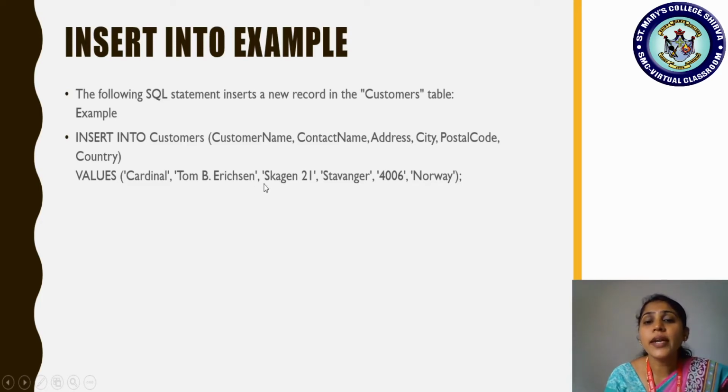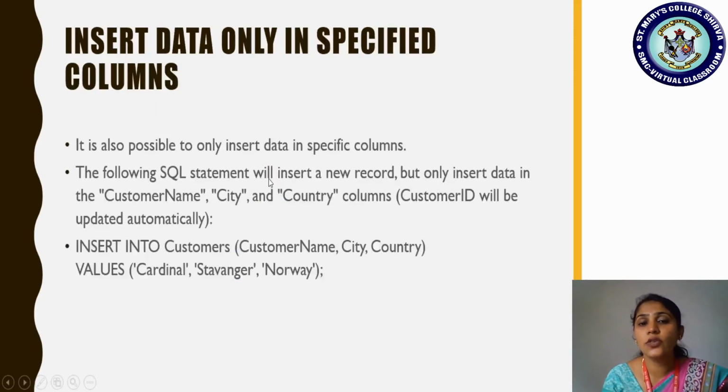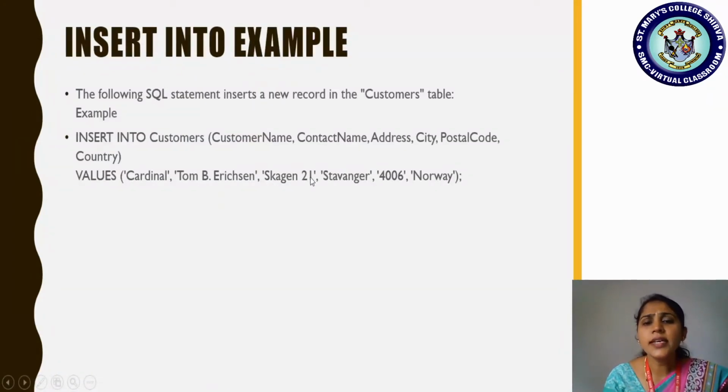Then following that, address. So address is alphanumeric, so for this one also the single quotes. So Hexagon 21, this is the address information you are finding. Then city, of course it is a character information. So again, you are mentioning that with which one, single quotes.